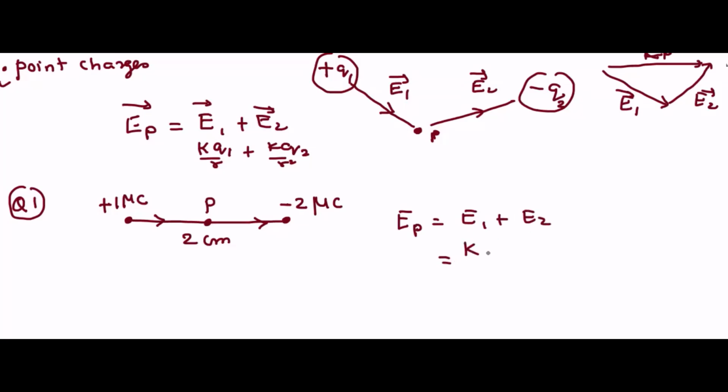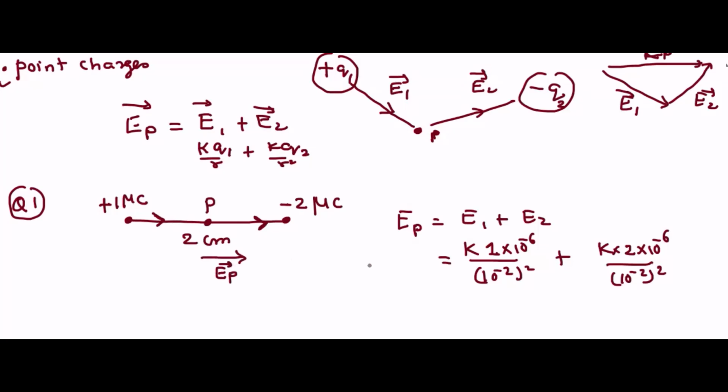So it will be K Q1 plus K Q2, over r square. So it will be K into 1 into 10 raised to minus 6 coulomb, divided by the distance, which is 1 centimeter, so 10 raised to minus 2 square, plus K into 2 into 10 raised to minus 6 divided by 10 raised to minus 2 square. Please note that we will not worry about the sign because we have already taken sign into account when we said that these two fields are acting in this direction. So the direction of EP is this, and therefore I'm not writing a minus sign here.